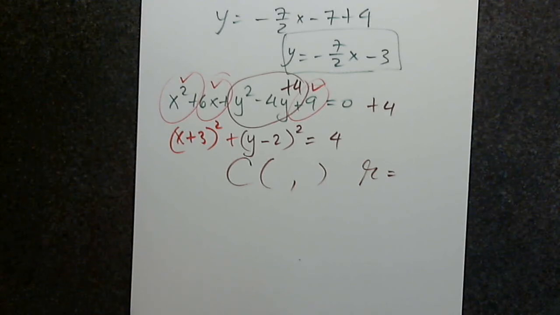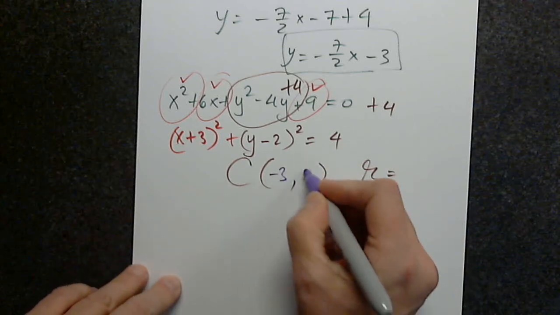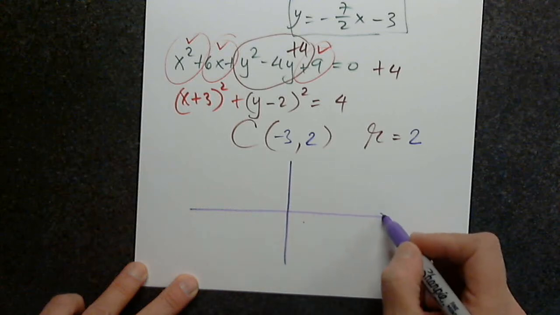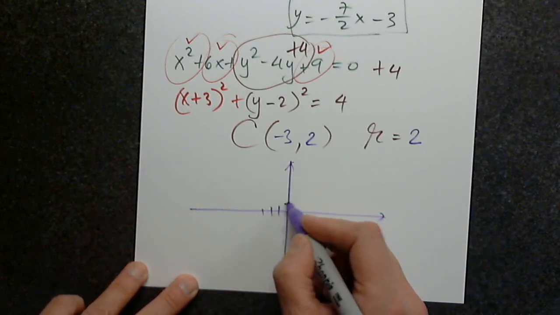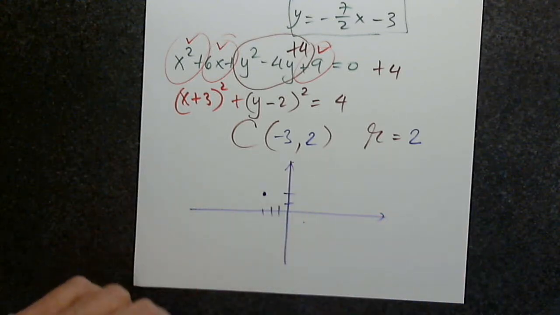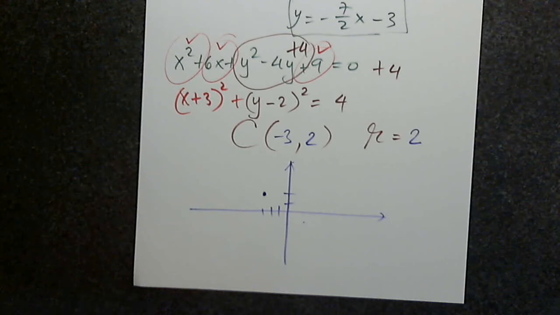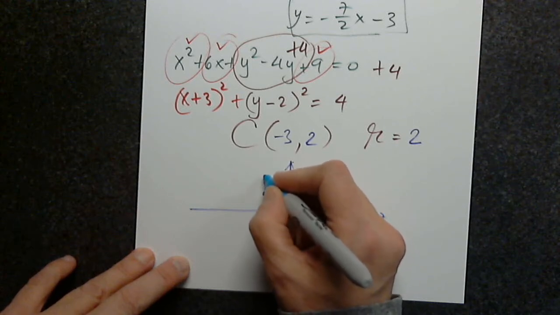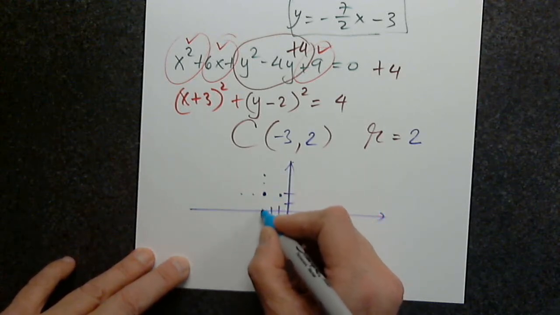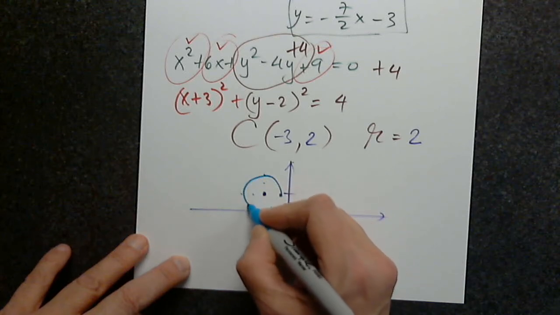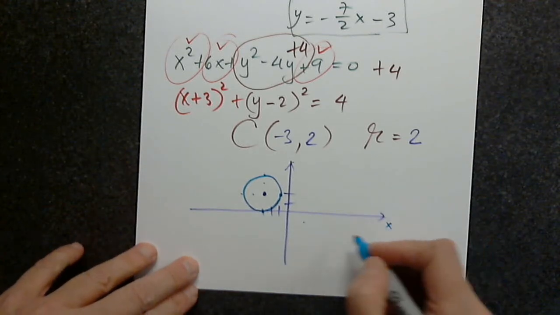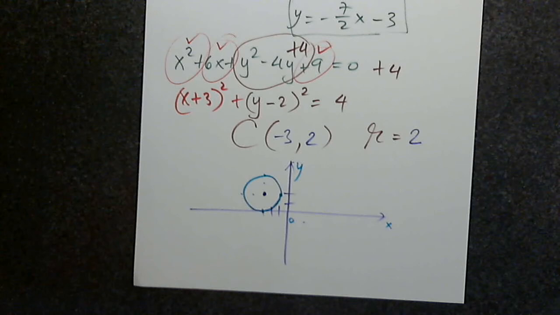-3 and 2. Yes, very good. -3, 2, and radius 2. If we want to graph this, we start with the center, and we create 4 points, all 2 units away. Here's the graph of a circle centered at -3, 2 with a radius of 2.